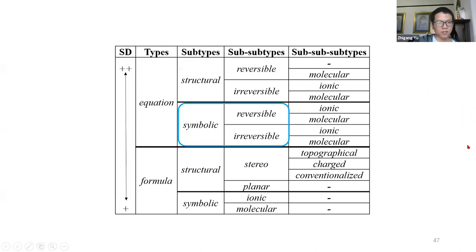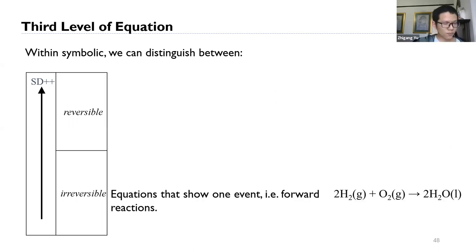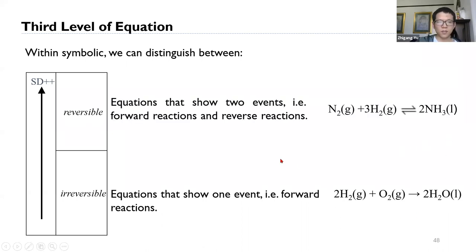And within symbolic, we can distinguish between irreversible and reversible. I use irreversible to refer to equations that show one event, which means a forward reaction. But reversible refers to equations that show two events, the forward reaction and the reverse reaction, just like introduced earlier. This is an equilibrium reaction that starts from the left, but this ammonium liquid can also decompose into these two substances. So it shows two events. Compared with this one, it has two events. So I put it above the irreversible in the SD strength.